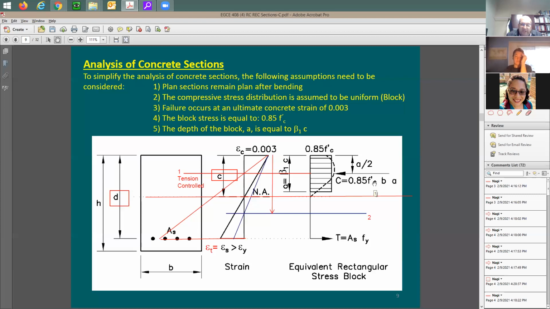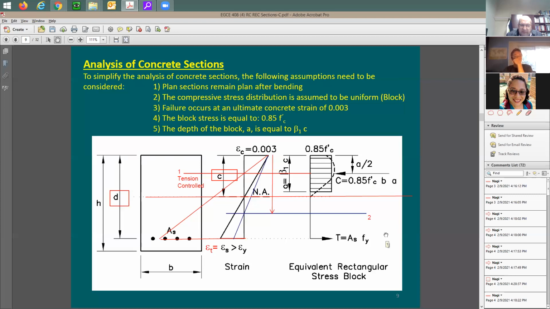f'c is not changing. This is a material property. It comes with the concrete. When you purchase the concrete, let's say that you order 4,000 psi concrete, it's going to be constant. The width b is also constant. You cannot change the width of the beam when you're adding more reinforcing.